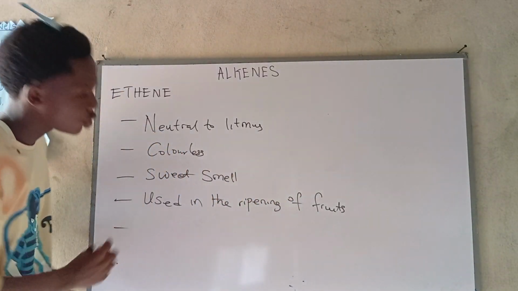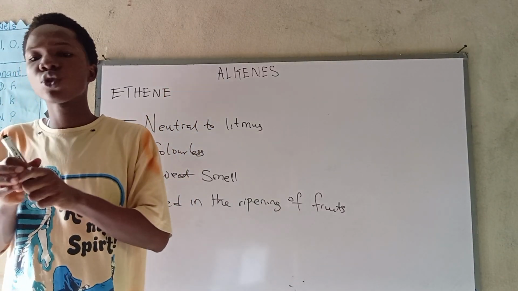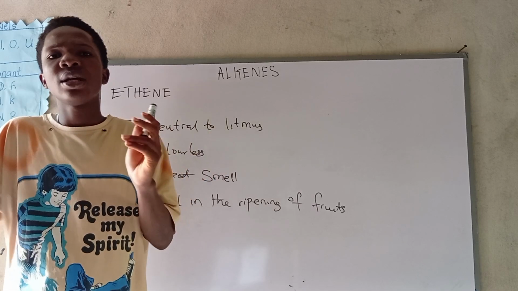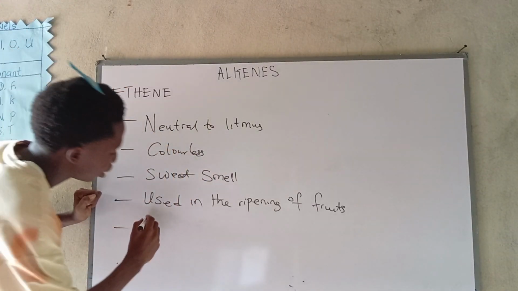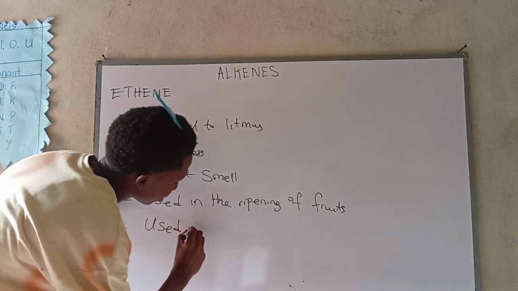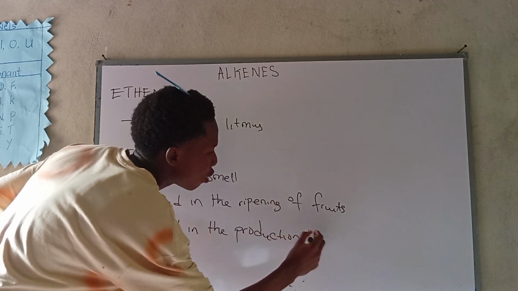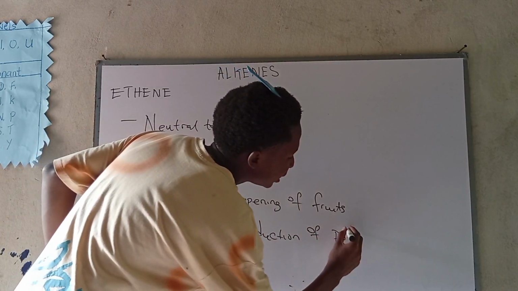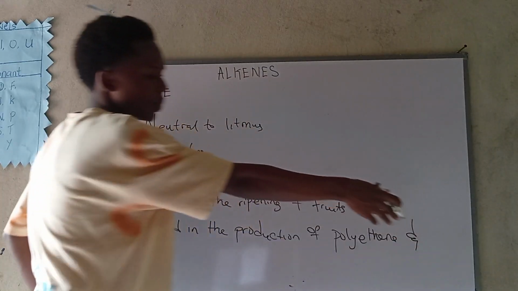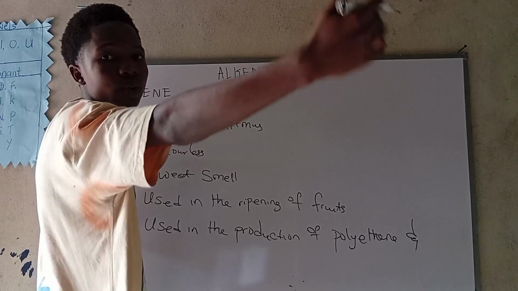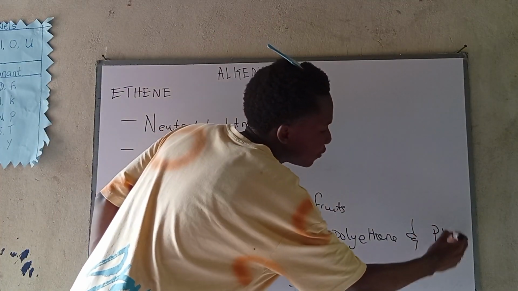Now, the next thing I want you to note about ethene is that it is used in making polyethylene and PVC, also called polyvinyl chloride. Let's write it. Used in the production of polyethylene and polyvinyl chloride. There's no space, I wanted to write the full name, polyvinyl chloride, but I'll just write also known as PVC.